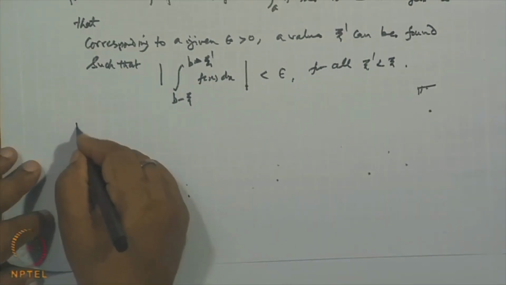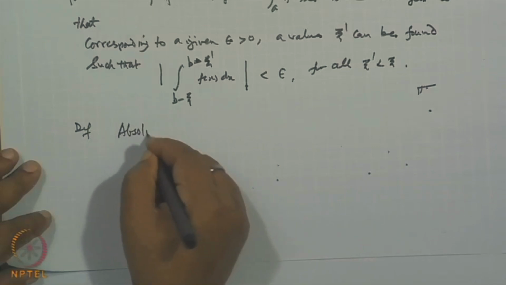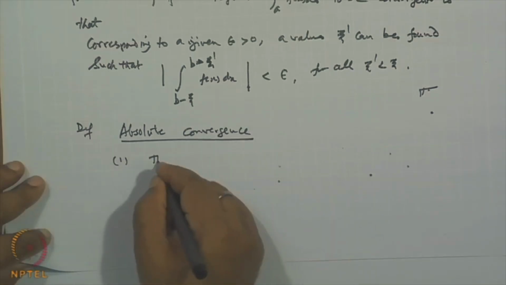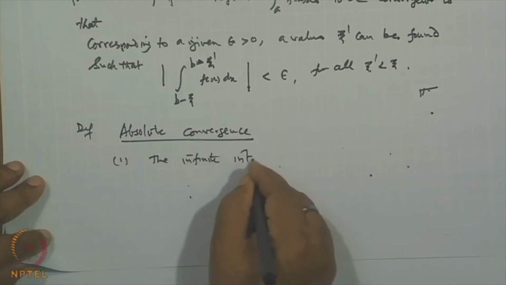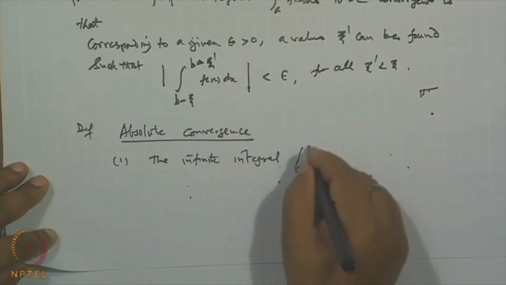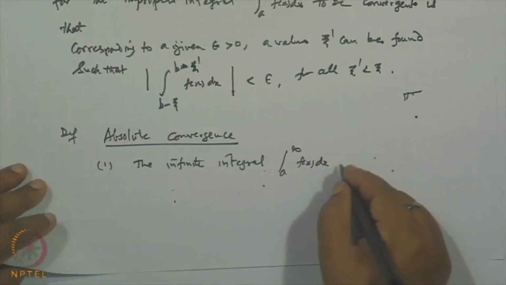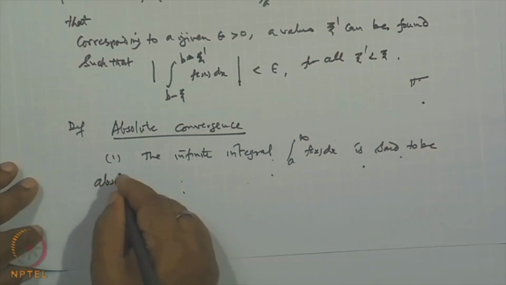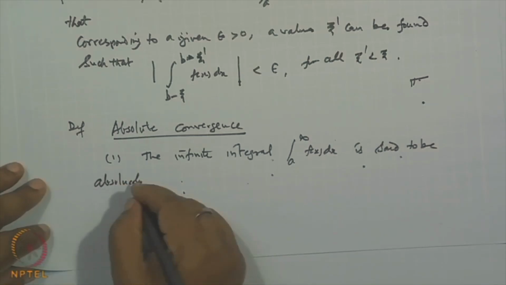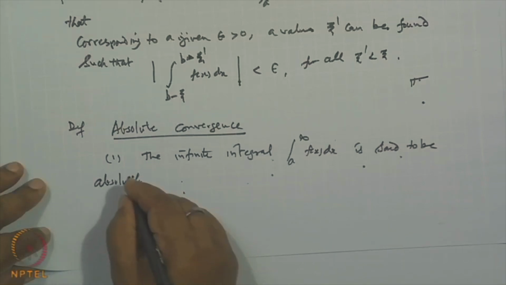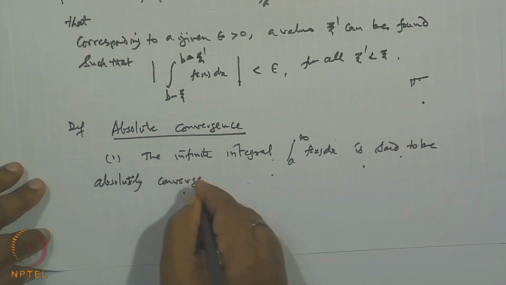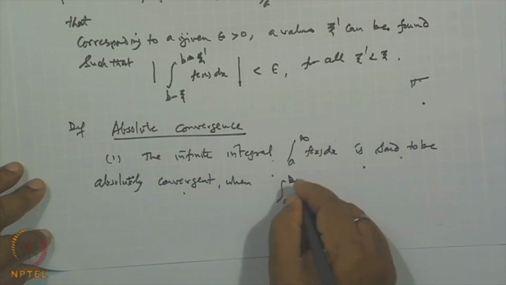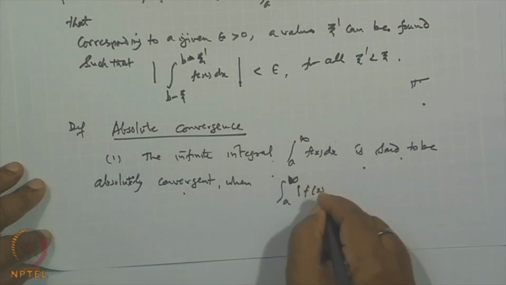Now we define absolute convergence of the improper integral. The infinite integral from a to infinity of f(x) dx is said to be absolutely convergent when the integral from a to infinity of the modulus of f(x) dx converges.